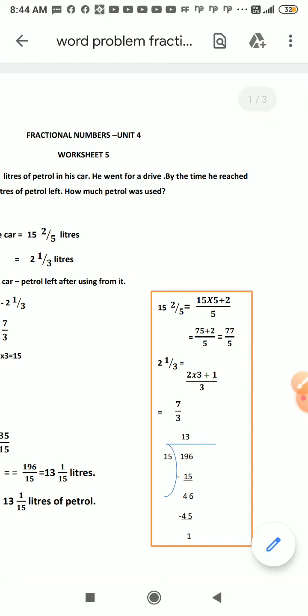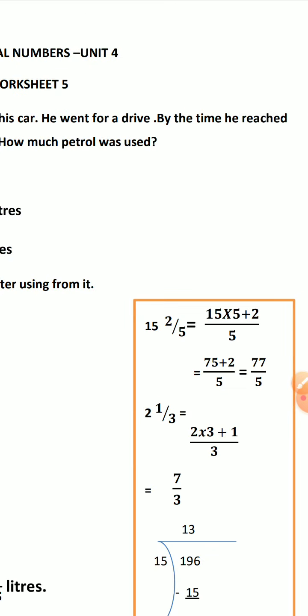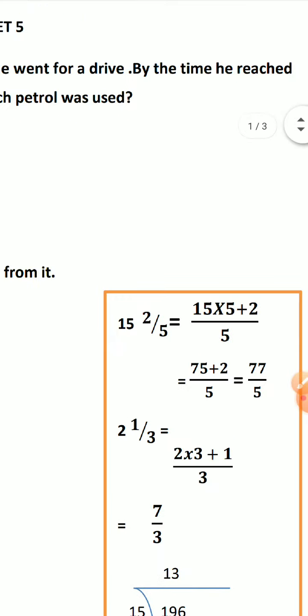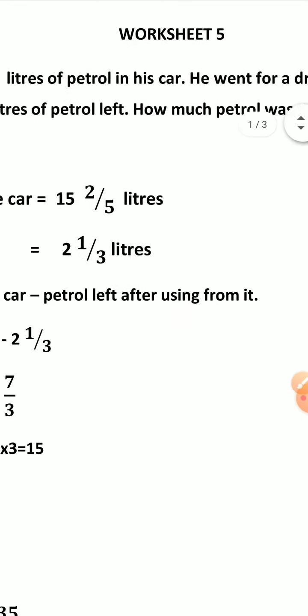So 15 into 5 plus 2 is the numerator. Here you can see this is 5 in the denominator. You will multiply it with the whole number 15. So 15 into 5, and then you add the numerator 2. So 15 into 5 is 75, plus 2 is 77. And the denominator would be just 5, which is already the denominator. So 77 by 5 is the first fraction.